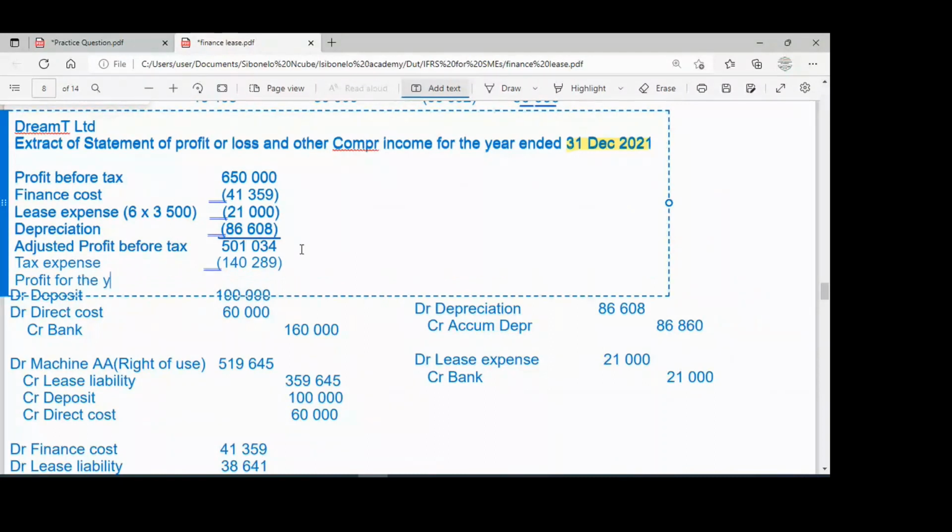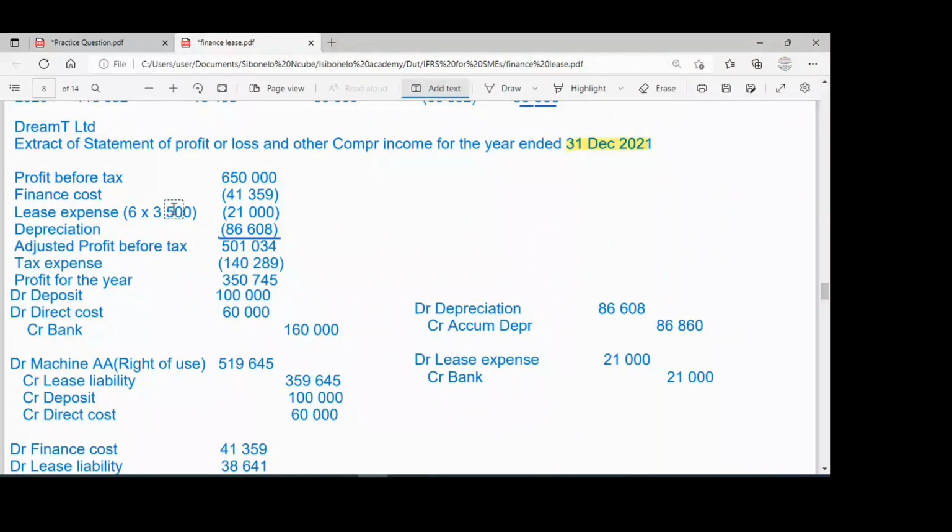See that you don't just come to the PPT and take profit before tax times 28%; you must first do the tax computation, because the tax computation gives you the correct tax expense. So now you take the PPT figure minus the tax expense as per your tax computation, and the profit for the year comes out. So how much is the profit after tax? 350,745.